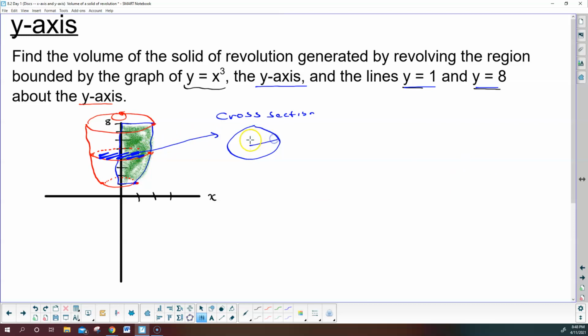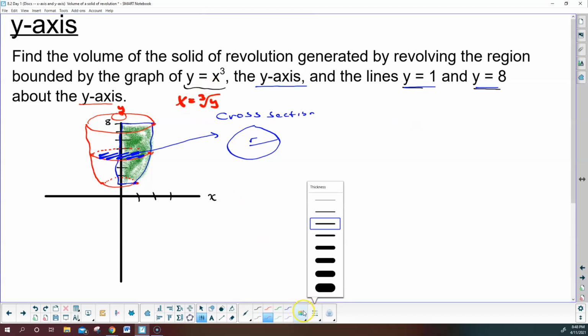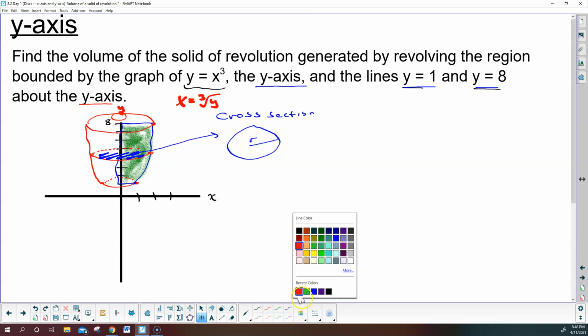And then we have to figure out its radius. Now the tricky spot here, here's a hint. Because we're rotating about the y-axis, that means everything has to be written in terms of y. So I need to solve this so y is part of my equation, which means I'm just going to take the cube root, and there's the radius.